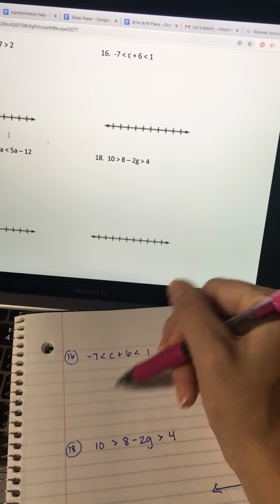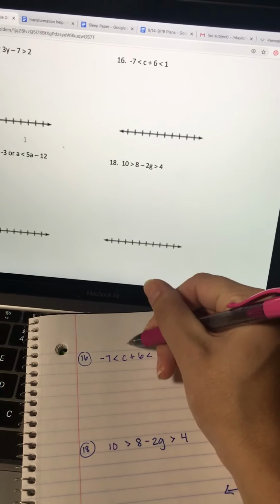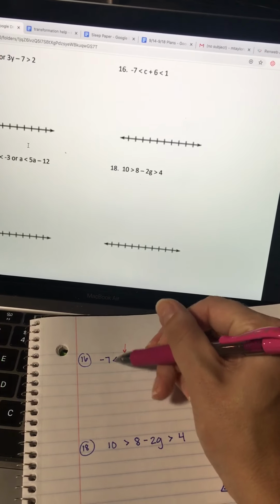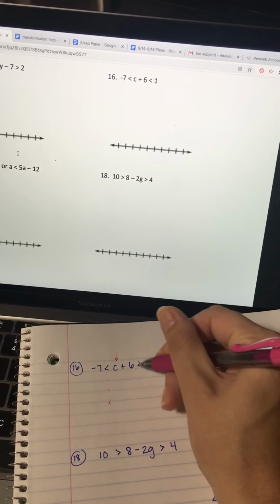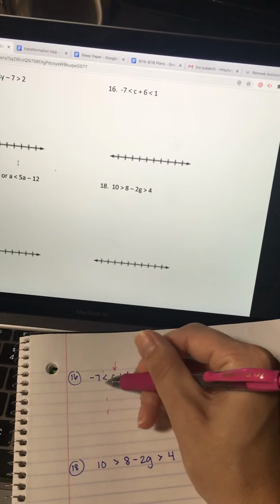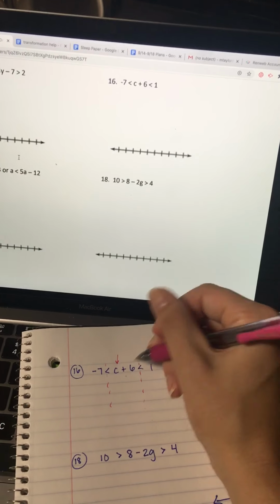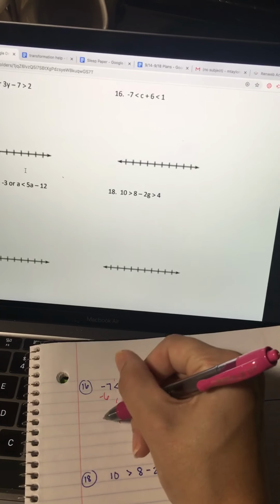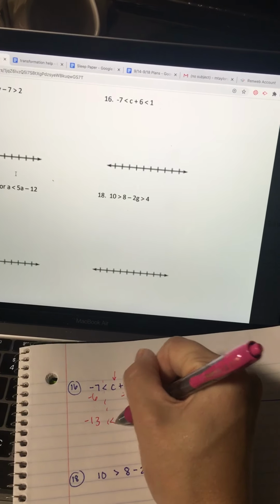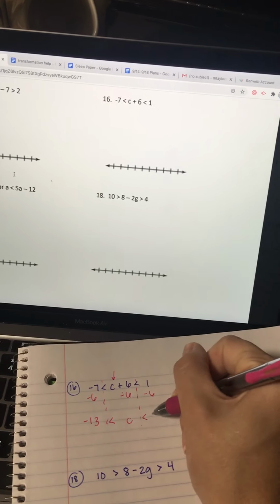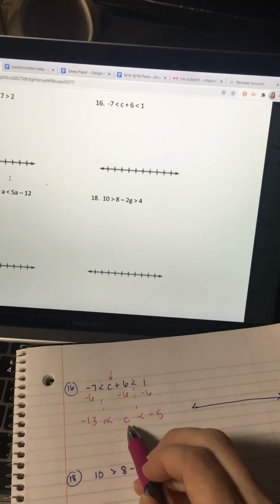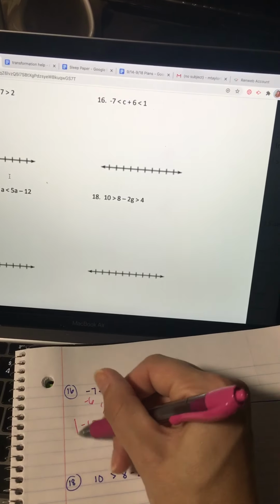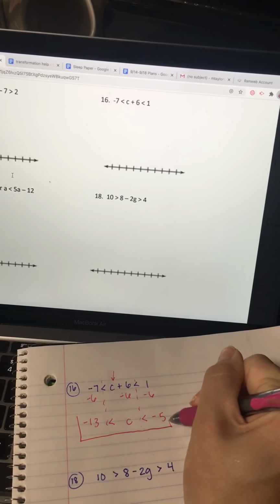And to solve "and" inequalities that look like this, our goal is to get the variable by itself in the middle of our two signs. So in this case, we need to get rid of the 6 by subtracting 6. And so we get negative 13 is less than c is less than negative 5. Once your variable's in the middle by itself, you're done. So that's just your answer.